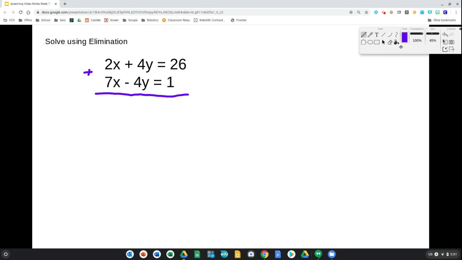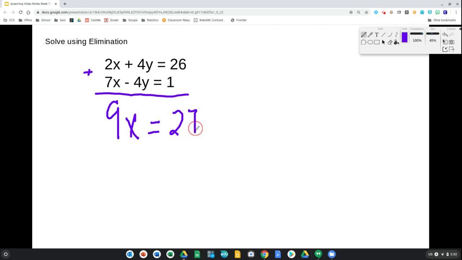What do you get when you take 2x plus 7x? You get 9x. So as part of our work, we write down 9x. The y's get eliminated, so we're not going to do anything with that. Over on the other side, what do we get when we add together the 26 and the 1? We get 27.